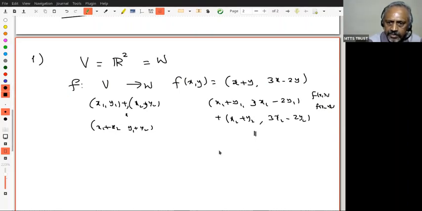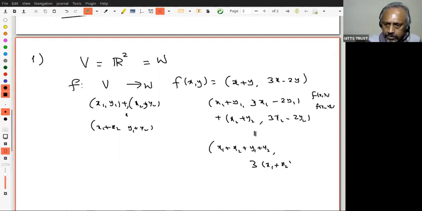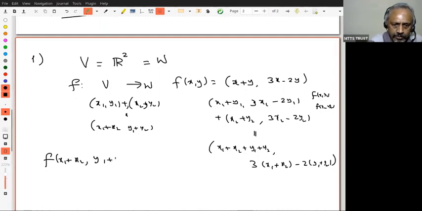Now I add these two things. What will I get? This is f of (x1, y1). This is f of (x2, y2). When I add, I get (x1 plus y1 plus x2 plus y2), which I rewrite as (x1 plus x2) plus (y1 plus y2). And similarly, 3 times (x1 plus x2) minus 2 times (y1 plus y2). Do you accept it? That is what this is.